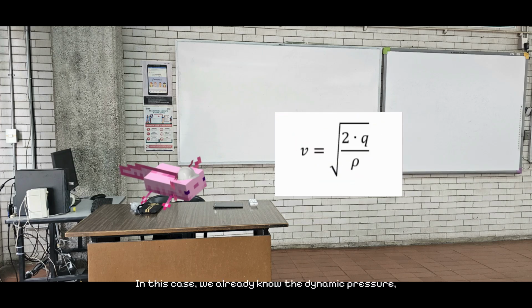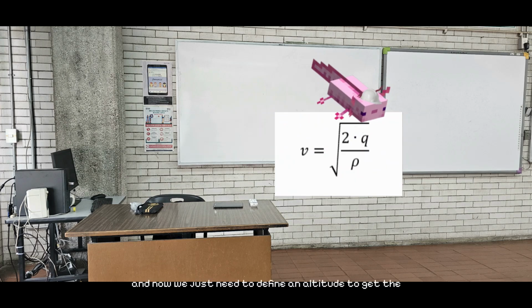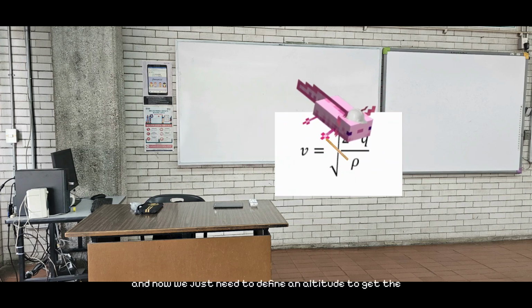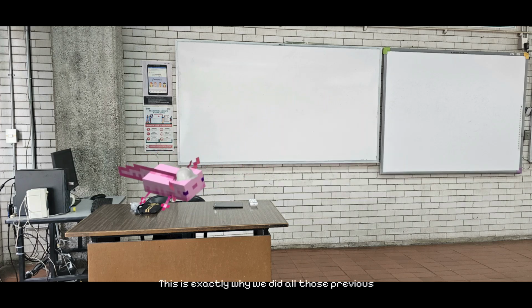In this case, we already know the dynamic pressure, and now we just need to define an altitude to get the air density at said altitude. This is exactly why we did all those previous calculations. Let's say I want to get the theoretical velocity of the SM2 when it is flying at 8,000 meters or 5 miles.